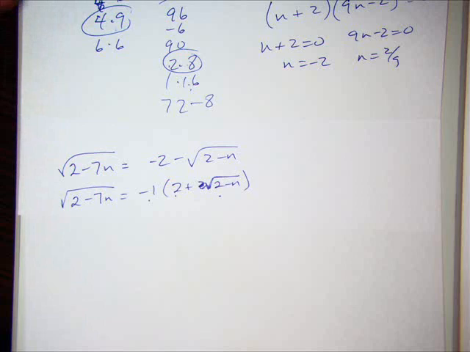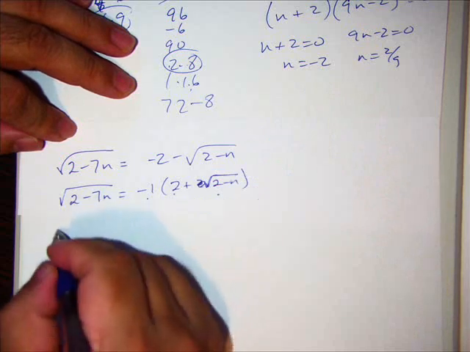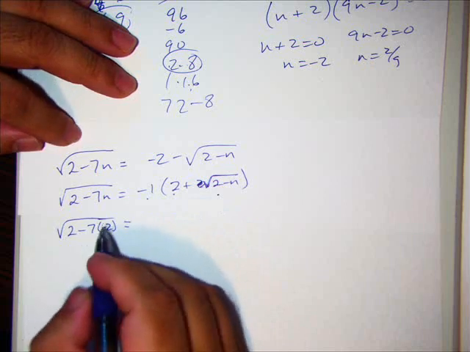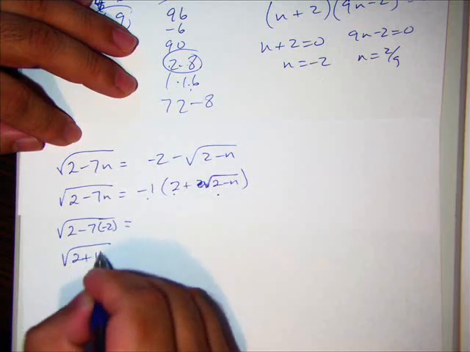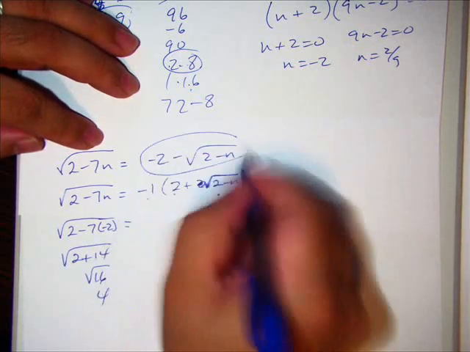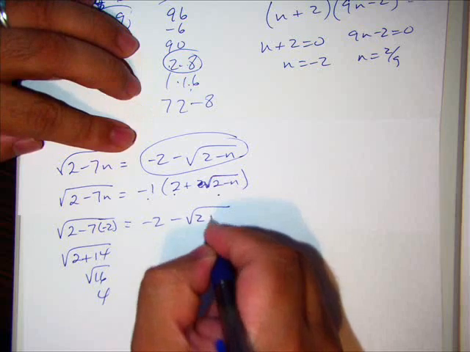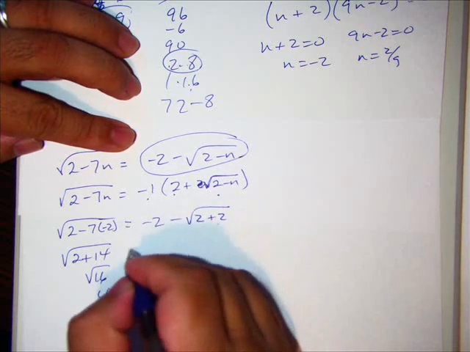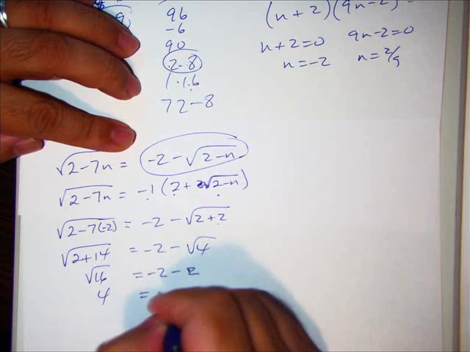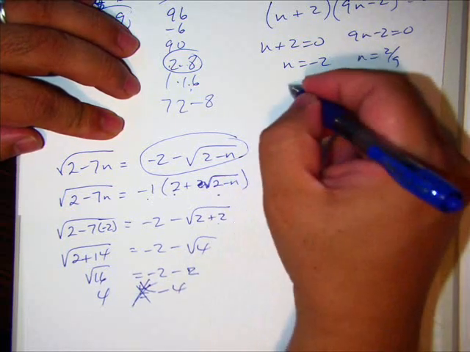But in the event you don't catch that, like I didn't catch it, we test it out. Plug in the negative 2. 2 minus 7 times negative 2 on the left. That's going to be square root of 2 plus 14, which is square root of 16, which is 4. And plug it into the right hand side. Negative 2 minus 2 plus 2. Remember, it was minus and negative, so that's plus 2. Negative 2 minus 4. Negative 2 minus 2, making it negative 4. No, they don't equal each other. But we knew that, didn't we? So we reject negative 2.